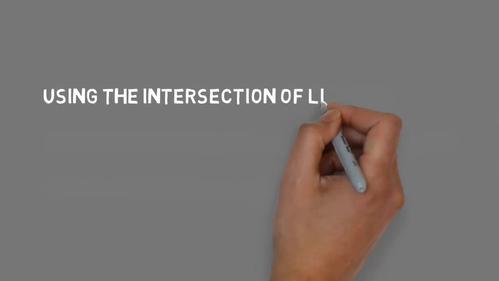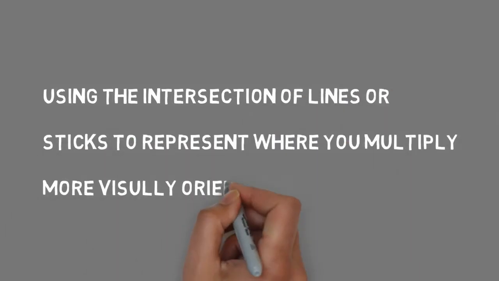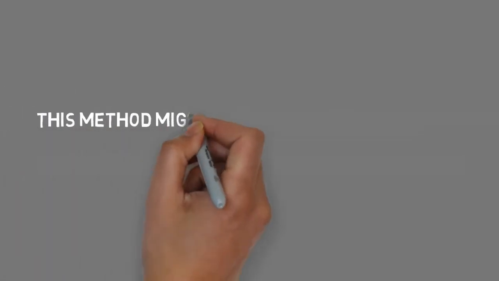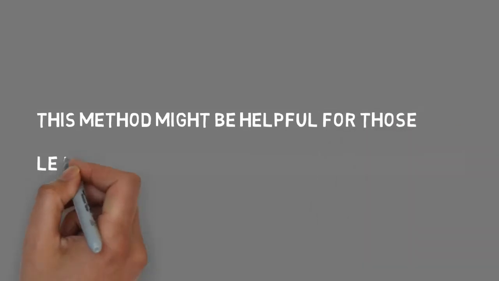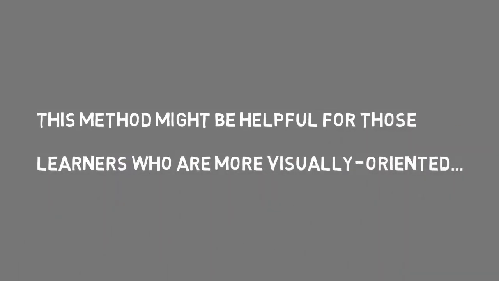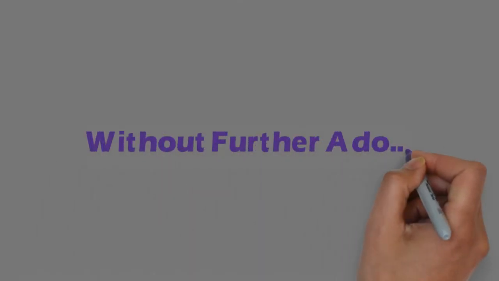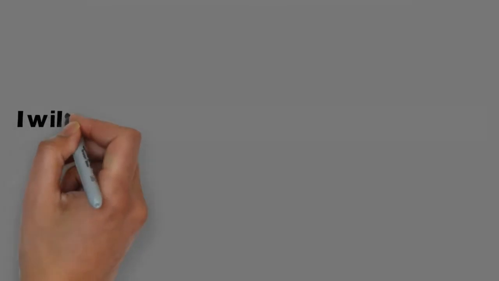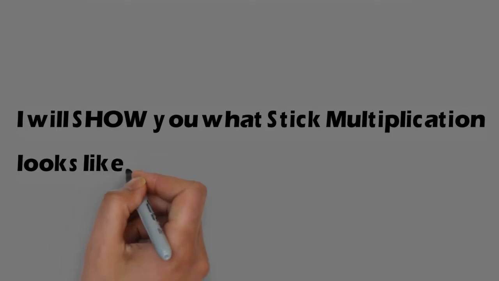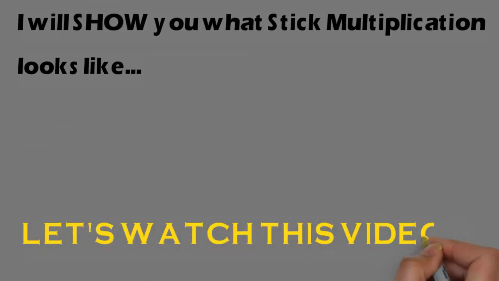It uses the intersection of lines or sticks to represent where you multiply. This method might be helpful for those learners who are more visually oriented. Without further ado, I will show you what stick multiplication looks like. Let's watch this video.